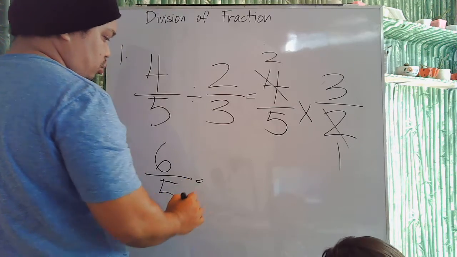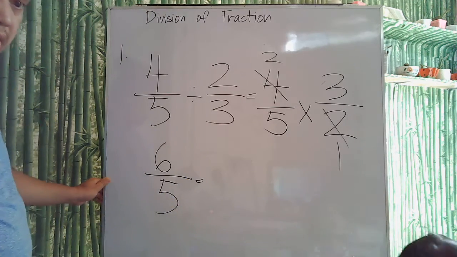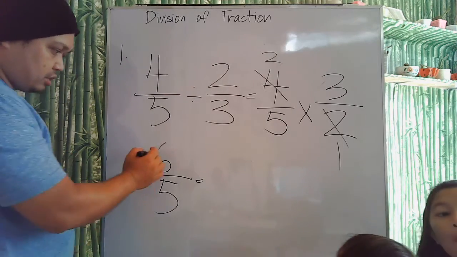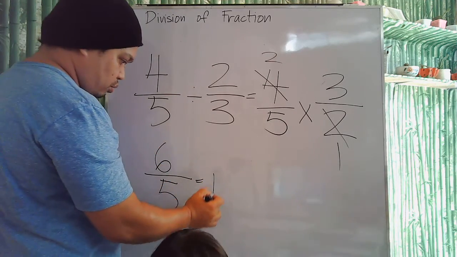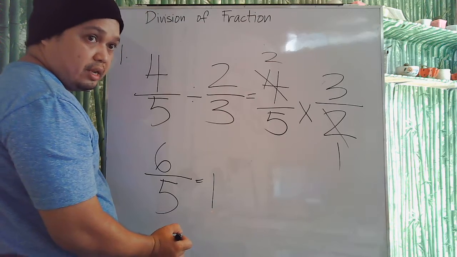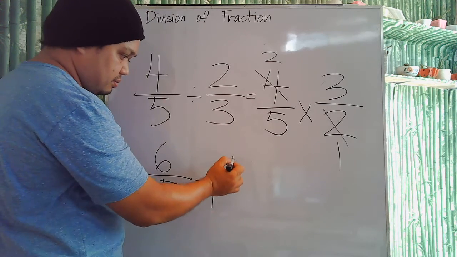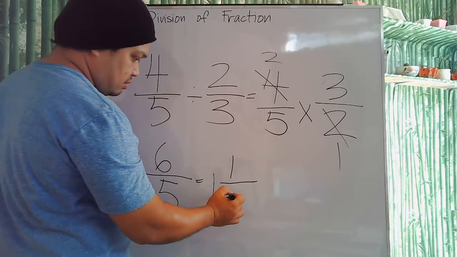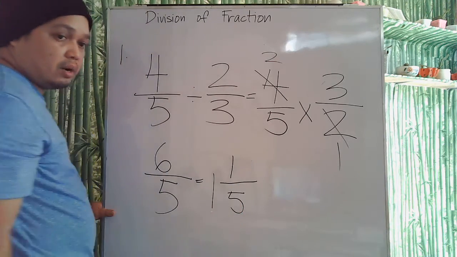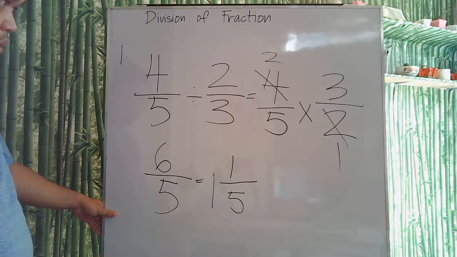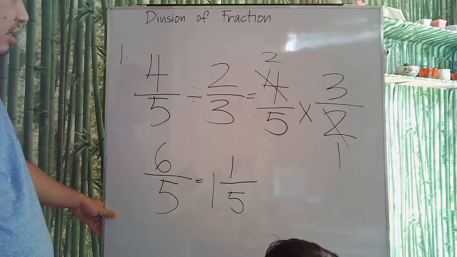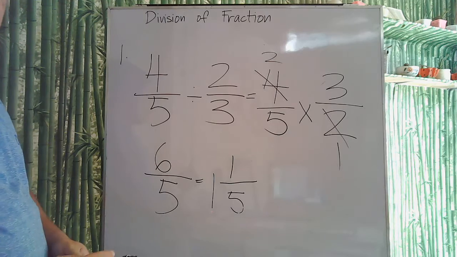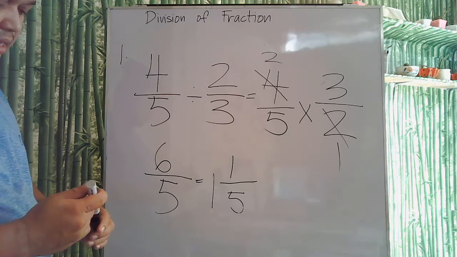So we have an improper fraction, and let's change this into a mixed number. So 6 divided by 5 is 1, and we have a remaining number which is 1, and for our denominator, that is 5. So our answer will be 1 and 1/5. That's how you divide fractions.